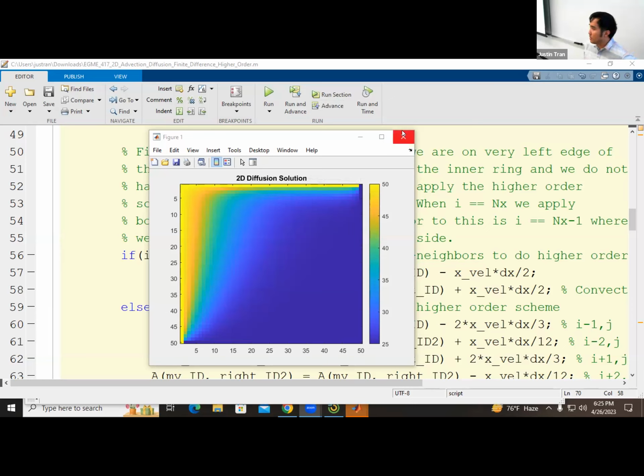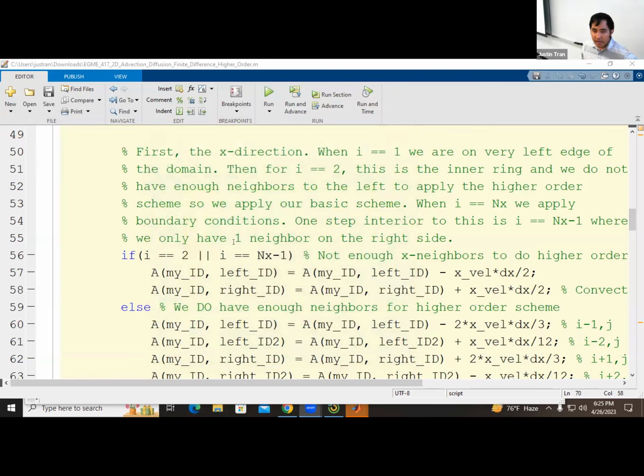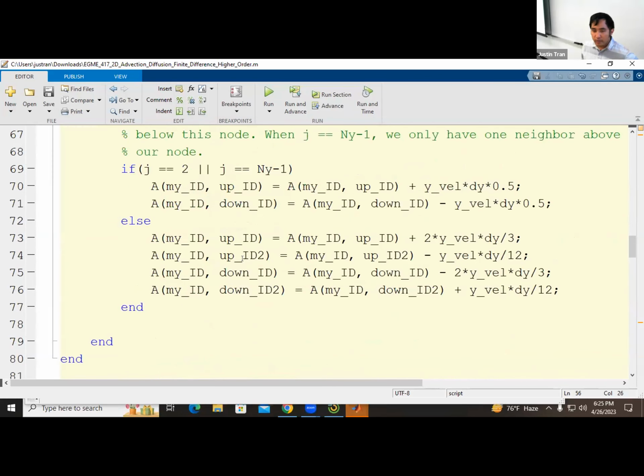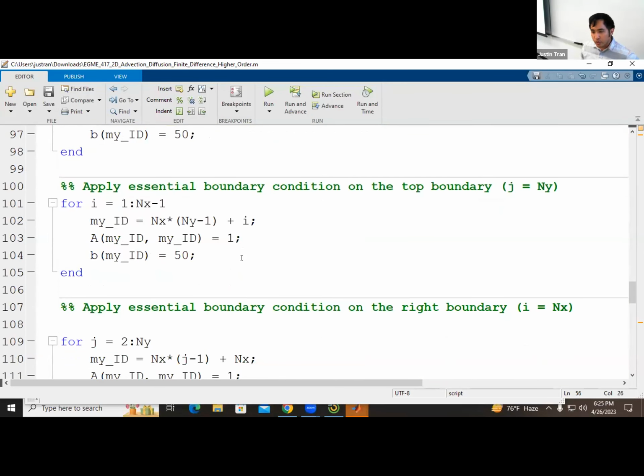Any questions on this code here? Okay. All right, but that's kind of the basic logic that you would have to follow. And so, definitely use this code as reference.